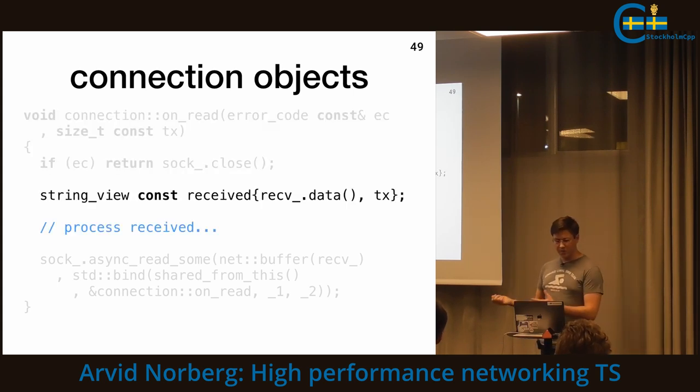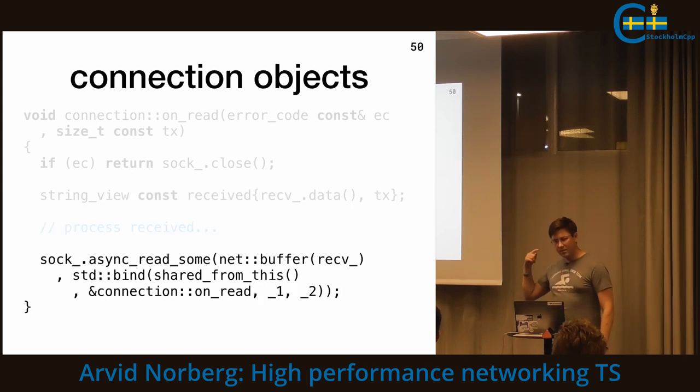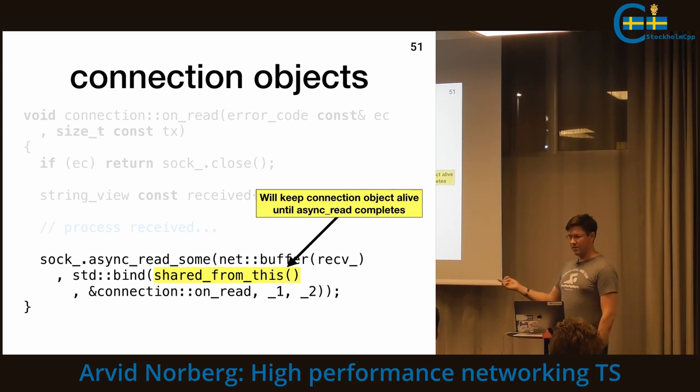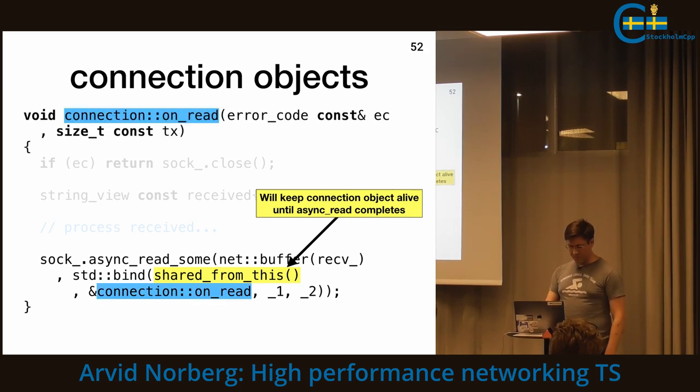This is just creating a string view. So we look at the receive buffer and the number of bytes that we received. These are the bytes that we received in this call, and then we process them, whatever our application is doing. And then we kick off another asynchronous read. What's interesting here is we're using shared_from_this so that we keep ourselves alive for the duration of this asynchronous read. And also we pass in ourselves: we std::bind a call to ourselves, bound to our shared pointer.